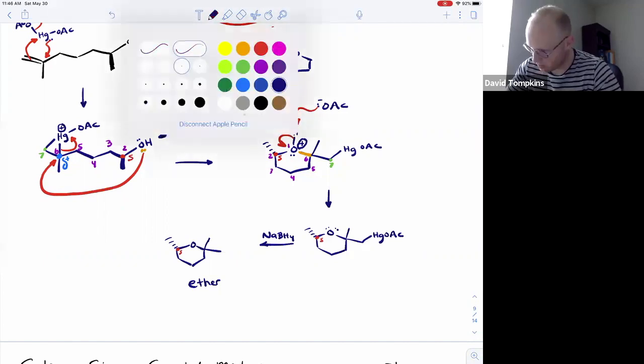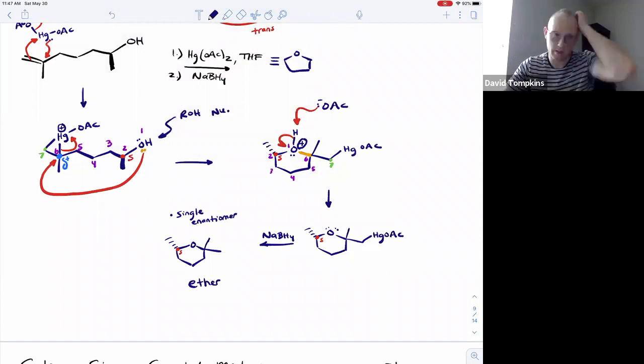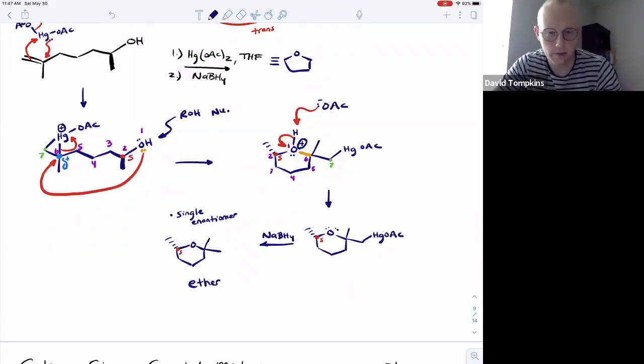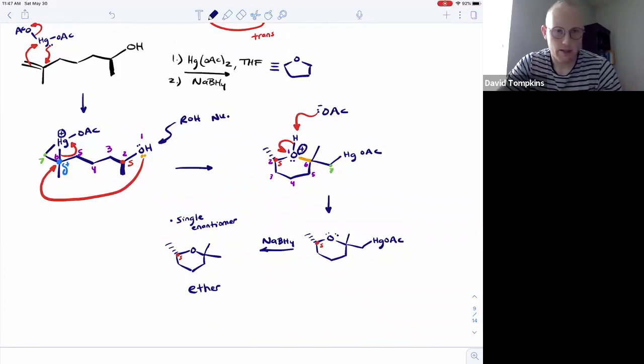So what that means is that you get a single enantiomer product this time, a single chiral molecule, since you started with a single enantiomer of starting material and you did not generate any new stereocenters. Okay, so that's all I have to say about oxymercuration.